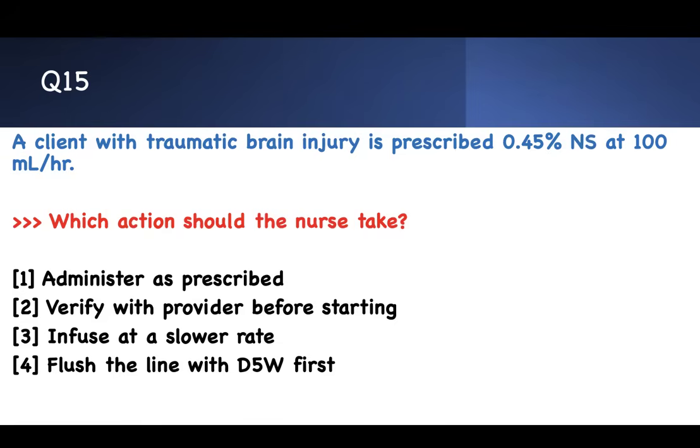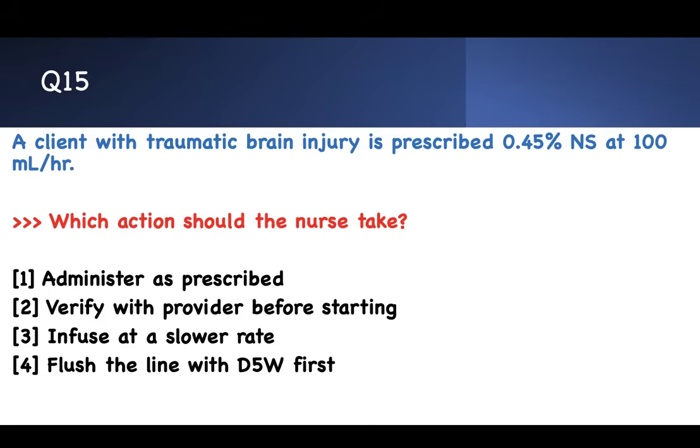A client with traumatic brain injury. I did not tell you what his GCS is, but somebody had a brain injury. A brain injury patient is prescribed 0.45% normal saline at 100 mL per hour. What should you do in this situation? As a nurse, what would you do? Do you give the prescription as ordered? Do you verify with the provider? Do you infuse at a slower rate? Or do you flush the line with D5W?